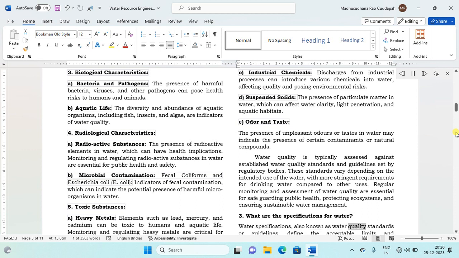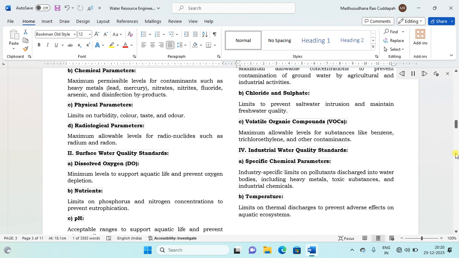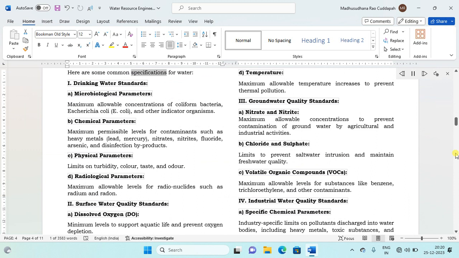3. What are the specifications for water? Water specifications, also known as water quality standards or guidelines, define the acceptable limits and characteristics of water for various uses. These specifications are set by regulatory agencies at the national, regional, or international levels to protect human health, aquatic ecosystems, and the environment. The specific standards can vary between countries and regions, but they generally cover a range of physical, chemical, biological, and microbiological parameters. Here are some common specifications for water.